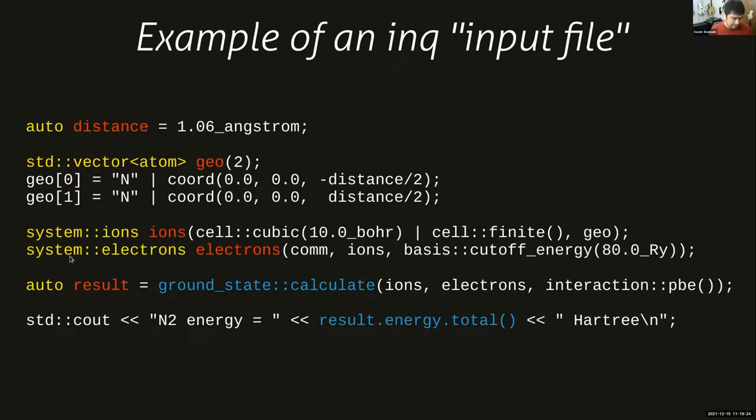For example, this is an example of an INQ input file, to show you how you do calculations. You define a distance, you create a standard container with the atoms, and then you create a system of ions. So you create the ions, you create the electrons. These are all C++ objects, and then you ask, okay, I want the result for this, and you just call the function that calculates the ground state, passing as arguments the ions, electrons, and for example, if you want to say I want PBE as interaction. And then you will get a result object, and you can get the energy from here.